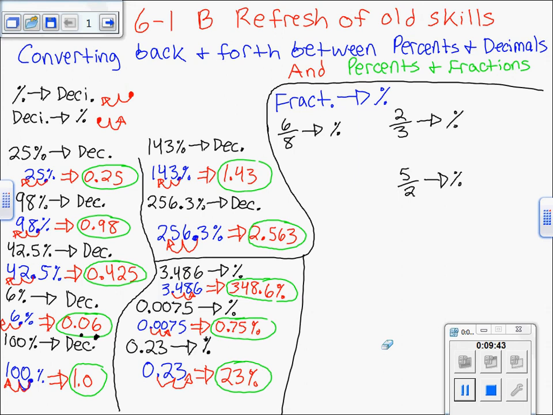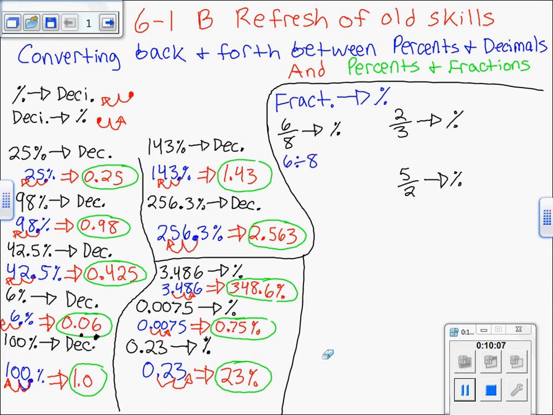But in order to convert a fraction to a decimal, to a percent, you're going to use the skills we learned back in chapter 2. You're going to first turn that fraction to a decimal, and then do what we did over here just now, and turn that decimal answer into a percent. That's what we're going to do. So for the first one, 6 over 8, we learned way back in chapter 2 to turn that to a decimal, you would do 6 divided by 8.